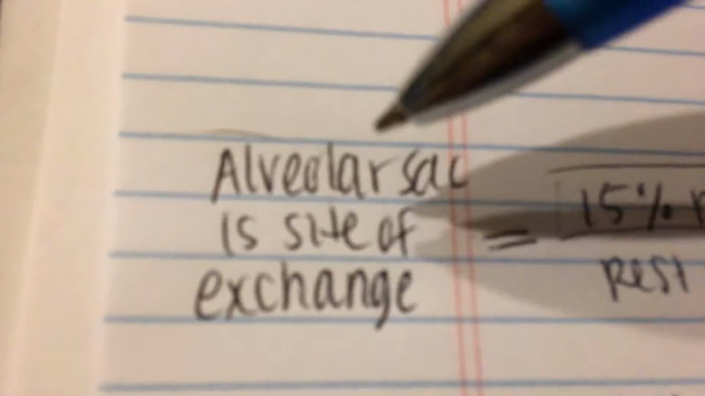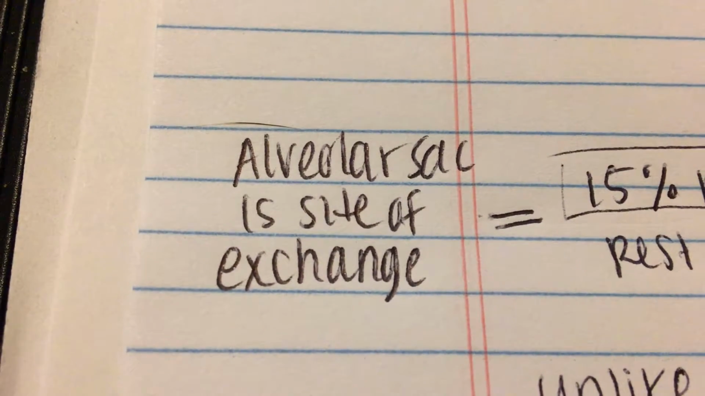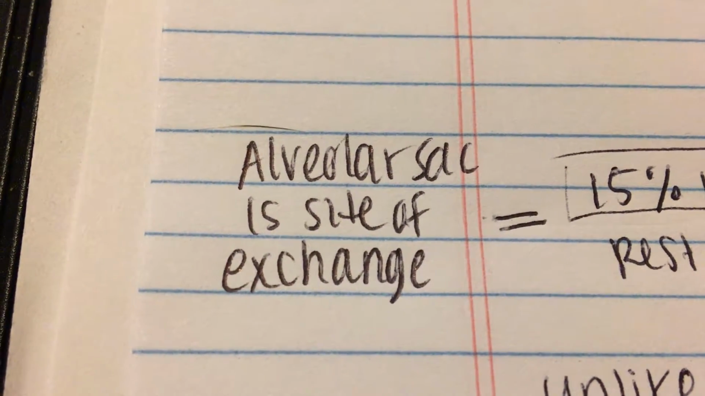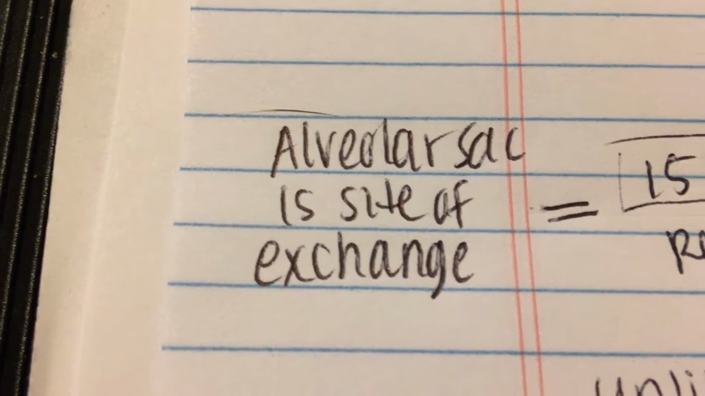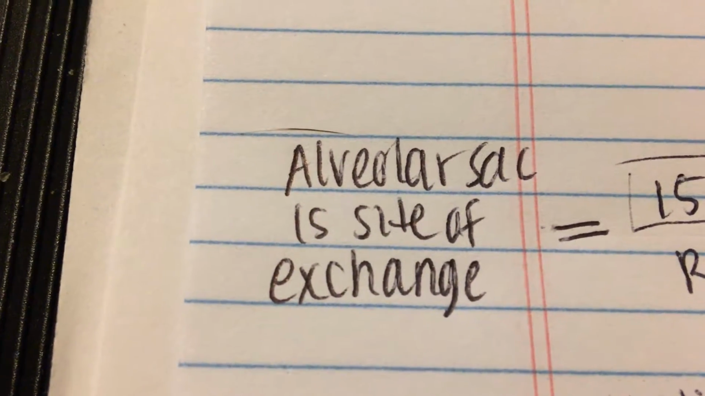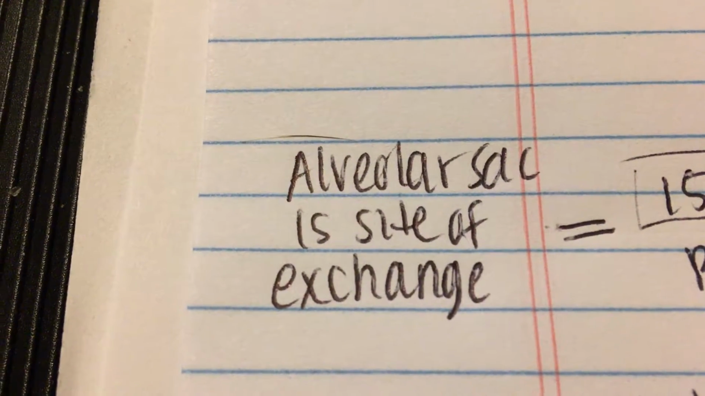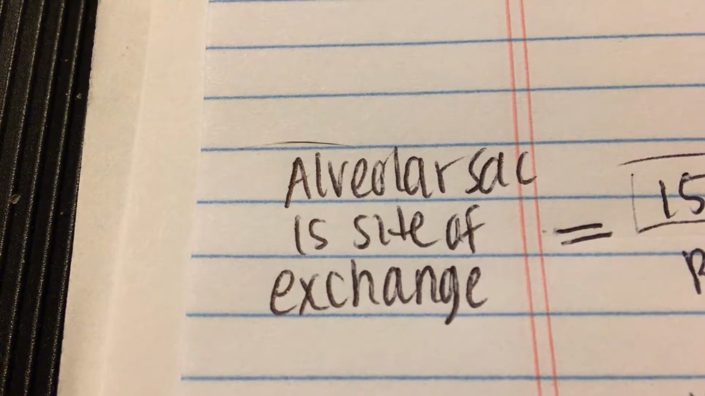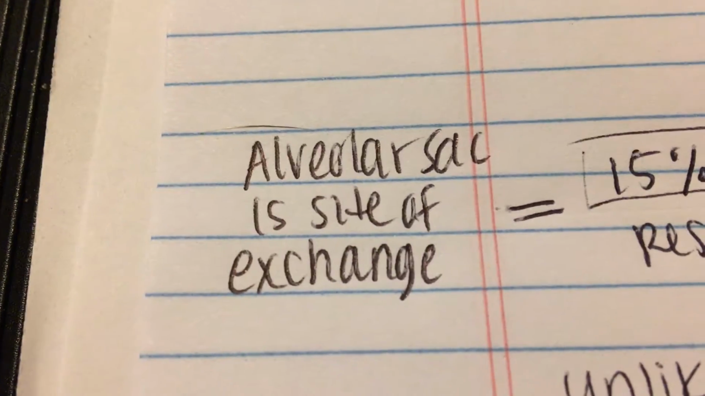So just to go on to understanding how it works, let's understand the alveolar sac. And the alveolar sac is just a little pocket of tons of capillary beds, which the capillary beds of the lungs are called the bronchioli, right? So it's a little bag of capillaries, and that's a site of exchange for gases, right?